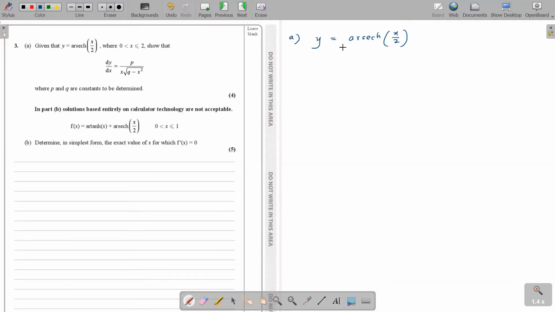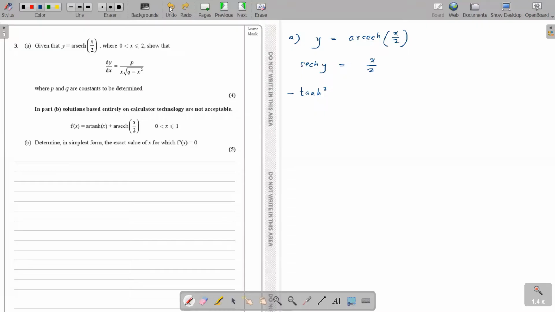So y equals arsech, which means sech inverse. Then we can write this as sech y equals x over 2. Do you agree with me? Sech y equals x over 2. Okay, and now it's time to differentiate. Differentiate sech y, what do we get? Such differentiation is minus tanh. Can you please check the rule?